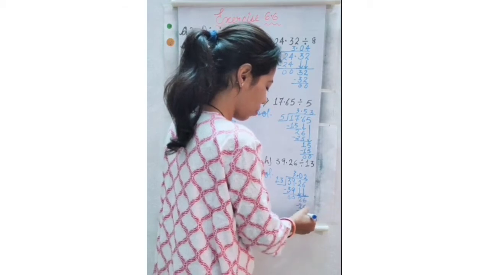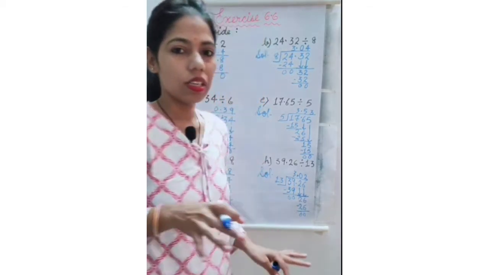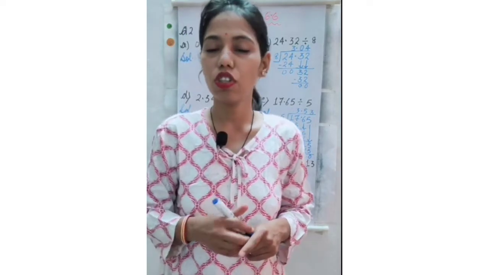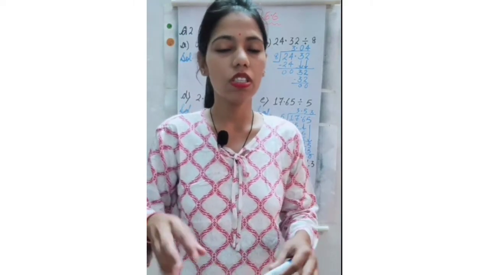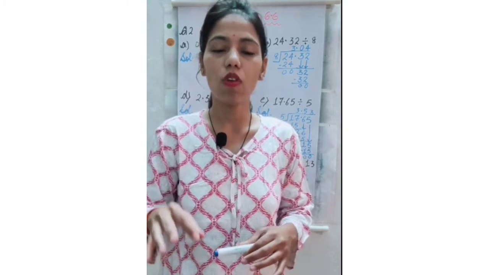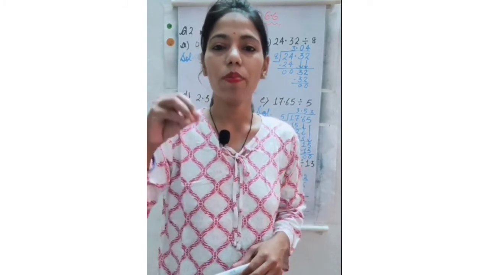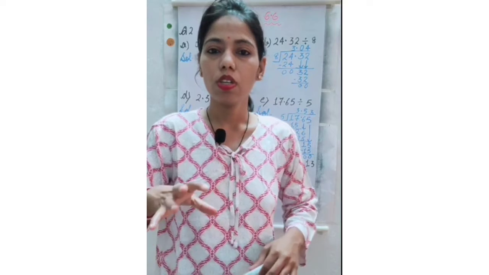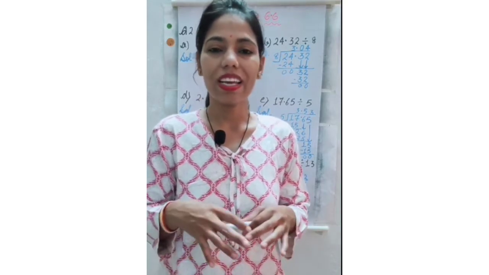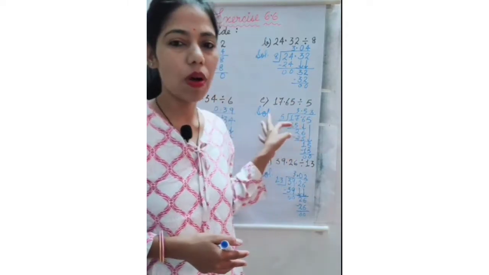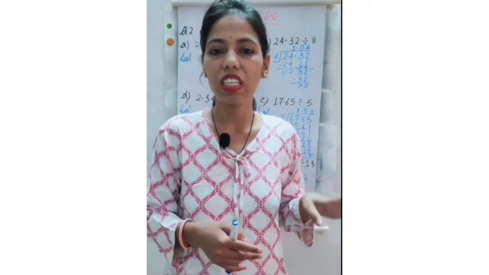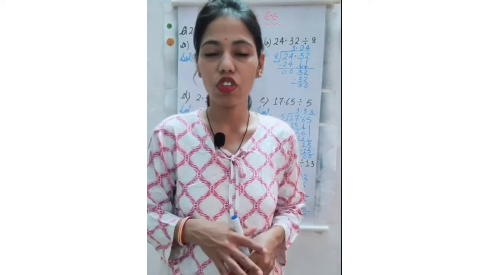See, as you have seen, the division of decimal numbers is same as normal division, just we have to take care of the place where we have to place the decimal. So after this our exercise 6.6 finishes, and out of 9 parts we have done 6 parts, 3 parts we have to do as division work.